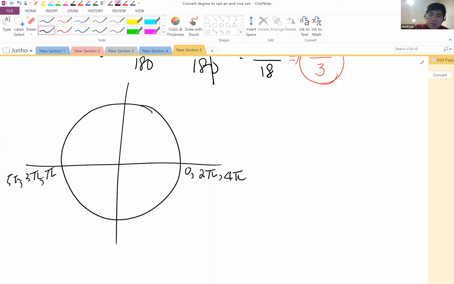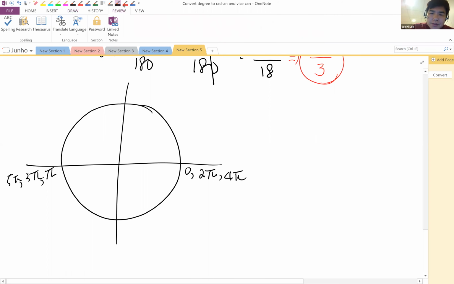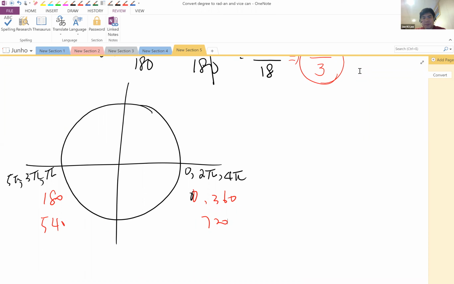So its angle will become 0, 180, 360, and then 540, 720, you keep on like that. Okay?